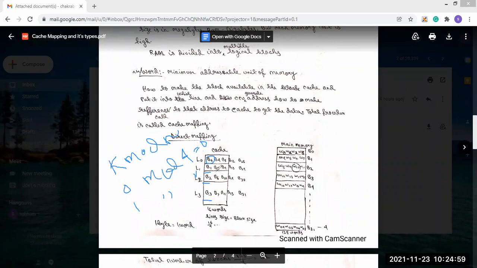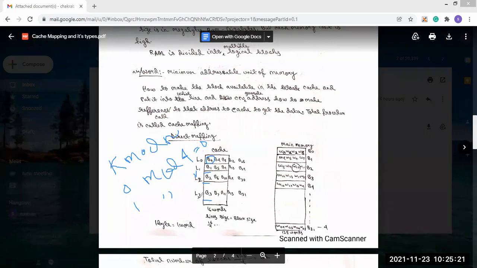Then block number 29 will go to line number 1, then block number 30 will go to line number 2, and block number 30 will go to line number 3. So this is how a block will be accommodated into the cache.